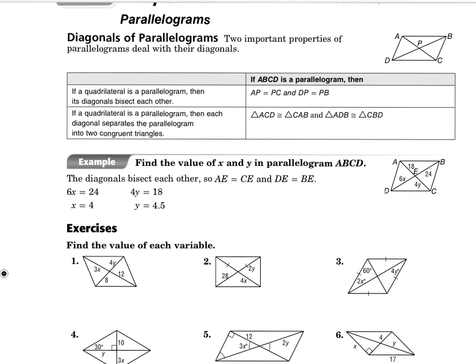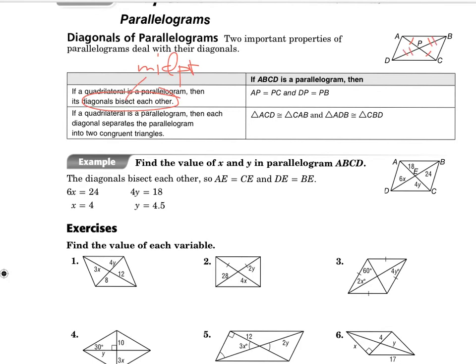Now, one last thing that you know about these is something about the diagonals. The diagonals bisect each other. Remember, bisect means they intersect at the midpoint of each other. So they're going to cut each other in half, into two congruent parts. I'm going to make the little slashes up here to show us what that looks like. Since P is the midpoint of both DB and AC, I know that AP is congruent to PC, and PB is congruent to DP.